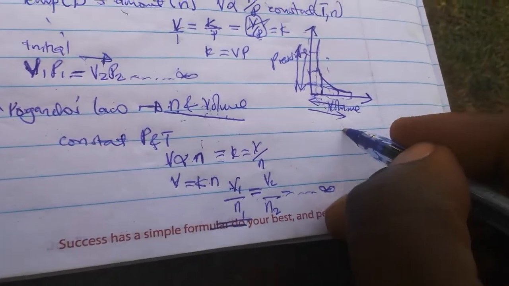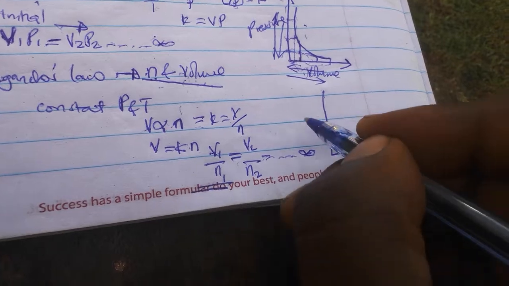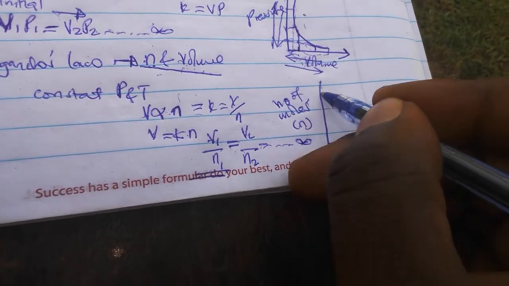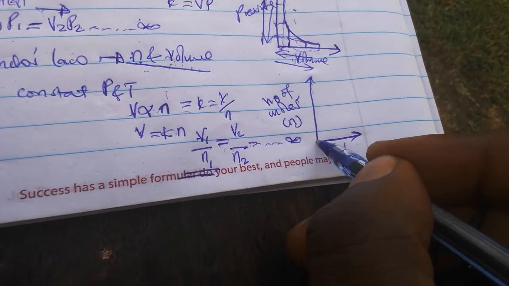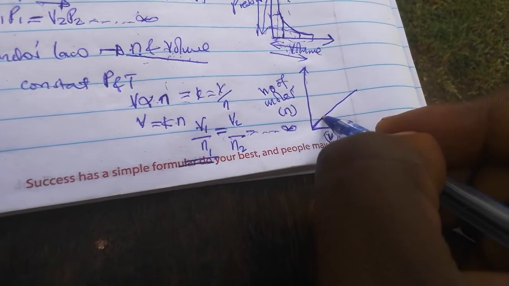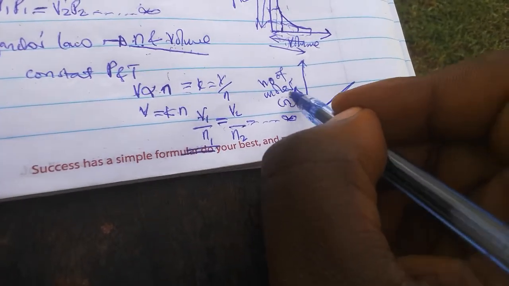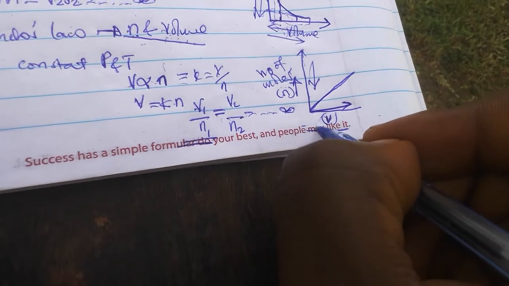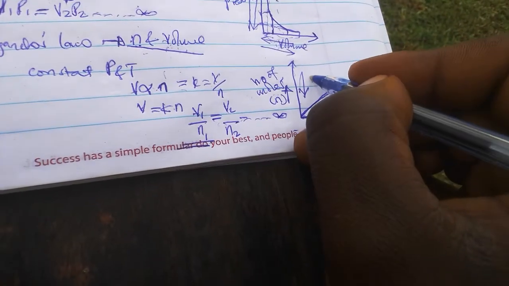So here graphically, these are the number of moles of a gas, represented by n. This is the volume. So the graph has got a positive gradient. So here it is a direct proportionation, in that when you increase the number of moles, the volume also increases, and as you decrease the number of moles, the volume also decreases.